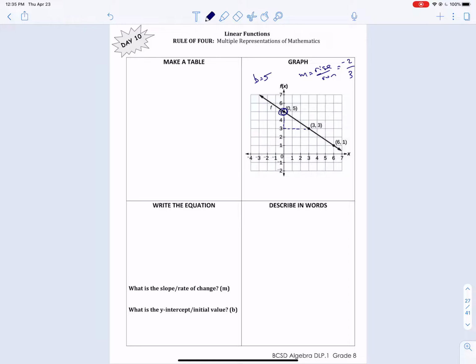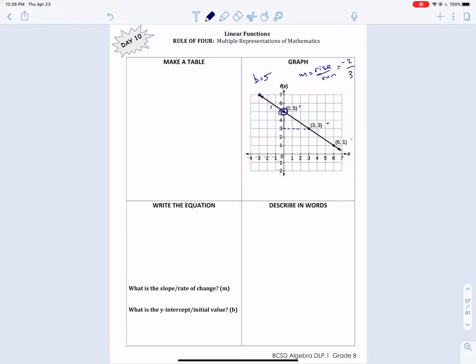Okay, and then make a table. They give us 1, 2, 3 points. You can use those points. Write your table. You can come up with another point using the same pattern. Like there'll be 1 here. So you can continue the table.